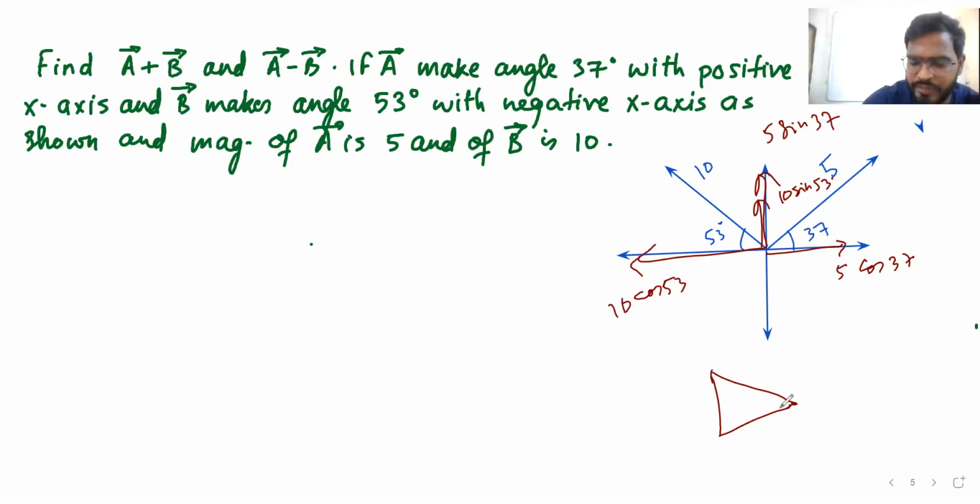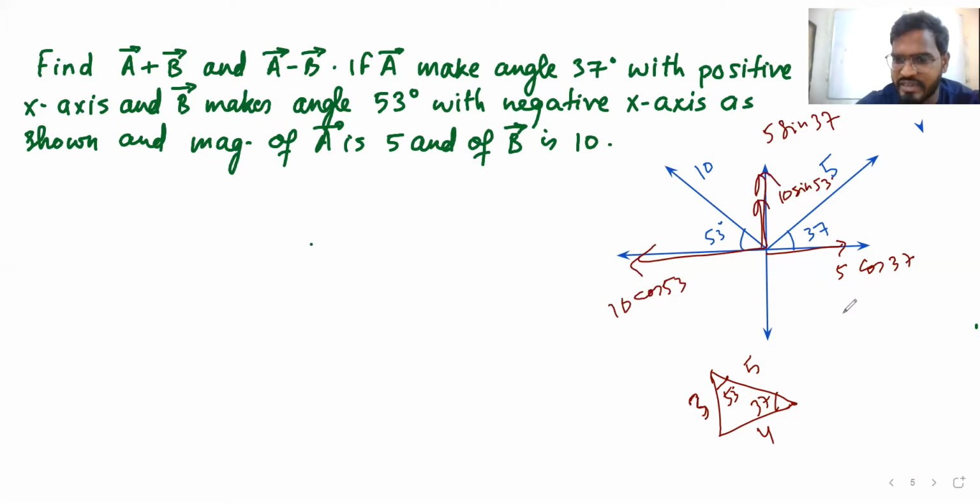Remember this triangle properly. What I remember is cos 37 is 4 by 5, which is base by hypotenuse. So the hypotenuse is 5, the base is 4, and the remaining side is 3. Now you can find all the values. For the 53 degree angle, cos 53 is base by hypotenuse, so 3 by 5. This way you can remember it.